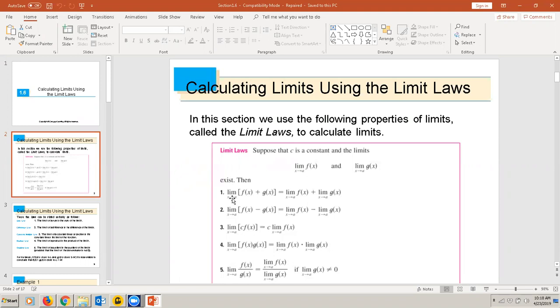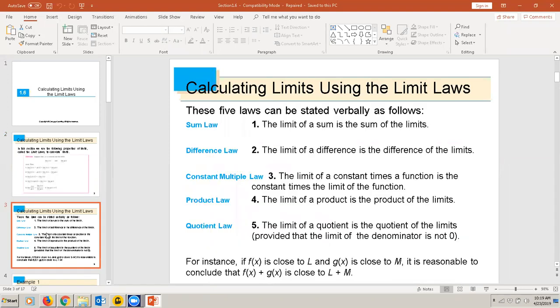It says if I'm taking the limit as x approaches a of f of x plus g of x, I can really break this up and take the limit separately of f of x and g of x. Same thing if I have the limit of a constant times the function, I can really put that constant out in front and just take the limit of the function itself. So let's do a few examples. You can think of this as almost like algebraic properties of limits.